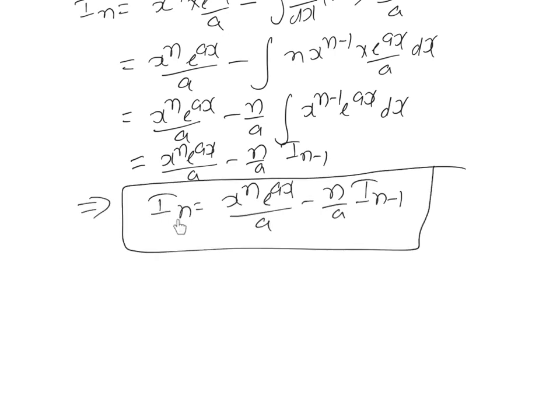See, in this formula n has been reduced to n minus 1. The index of x has been reduced from n to n minus 1, hence the name reduction formula.